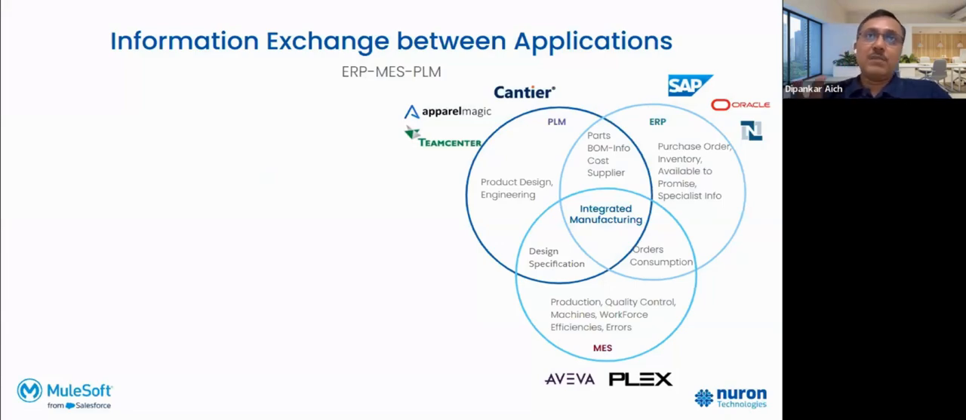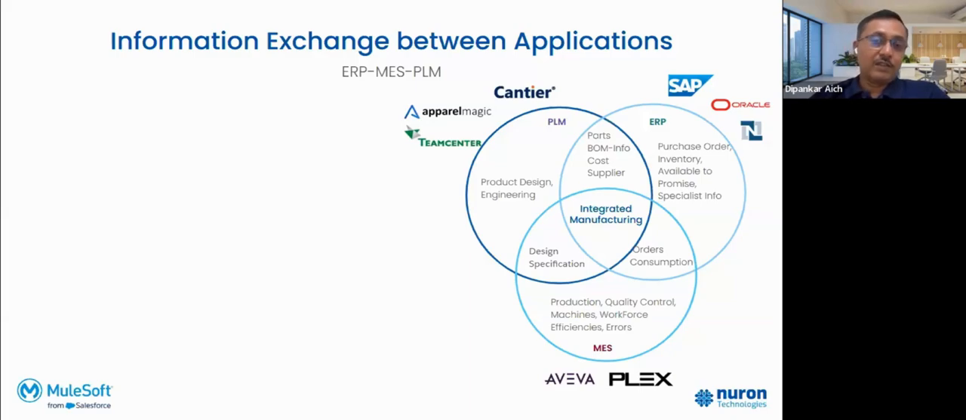There are three major important systems that are being used by manufacturers globally. The enterprise resource planning systems like SAP, Oracle, NetSuite, and all. The product lifecycle management system, PLM system, like Siemens Teamcenter, or Apparel Magic in the ready-made garment industry, Centric for instance, right?